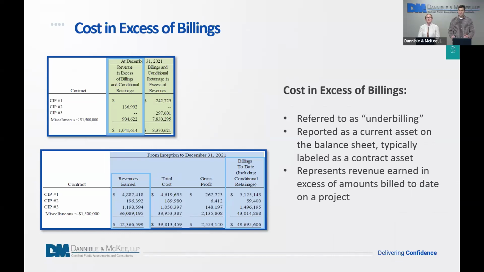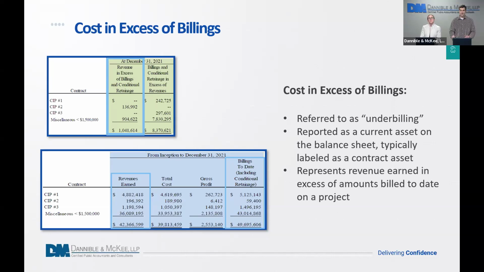So now you go into some balance sheet items. These are part of the contract assets and contract liabilities I mentioned before, and something that the users of your financial statements are really going to pay a lot of attention to. You have your cost in excess of billings, commonly referred to as underbilling. This is reported as a current asset on the balance sheet, and it's typically going to be labeled as a contract asset. And it represents revenue that you've earned in excess of the amounts you've billed to date. So you've earned the revenue, you just have not billed your customer for it yet.